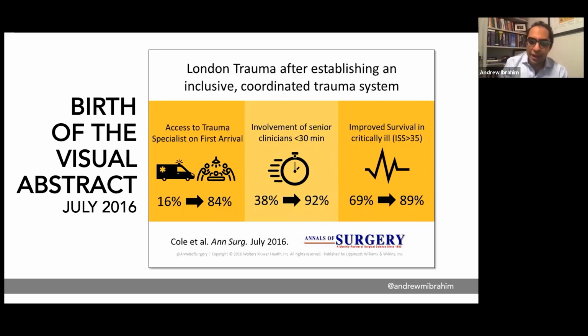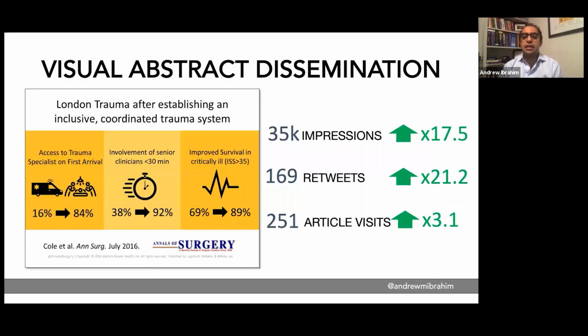So what happened when that got shared on social media? It got seen much more. In 2 weeks, it was seen nearly 35,000 times. 169 people went on to reshare it in their networks. And the article got visited over 250 times.